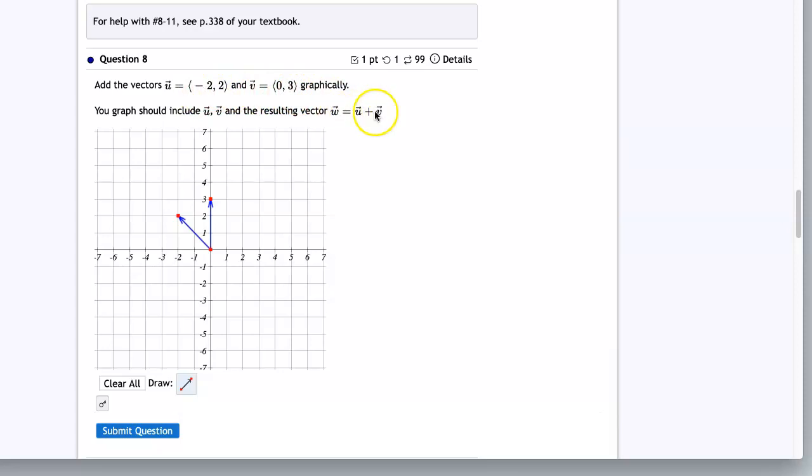So the resultant is going to be at negative 2 plus 0, which is negative 2, and 2 plus 3, which is 5. So my resultant is at, let's start at 0, 0, of course, and then go to negative 2 and up to 5. And then once you graph all three, you can even visualize that you have a parallelogram. So vector addition in an xy plane is even easier than geometry vectors.